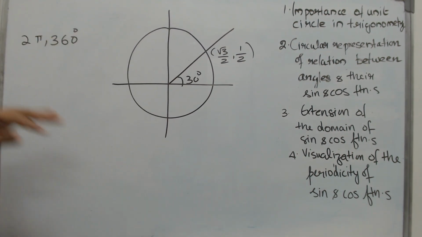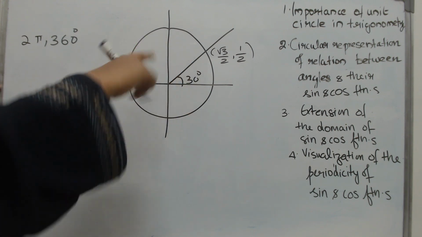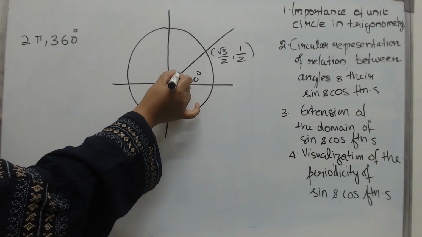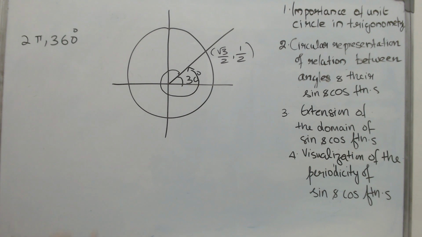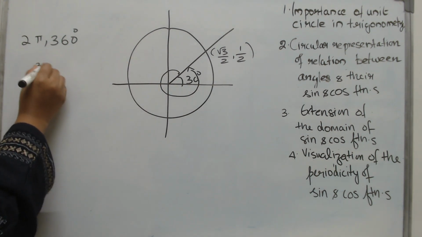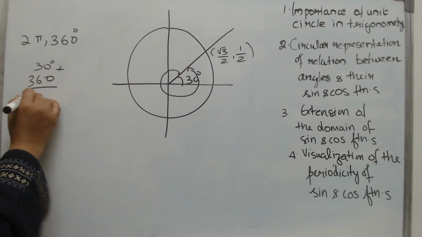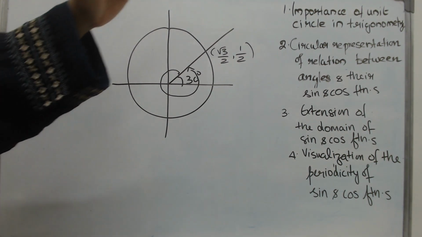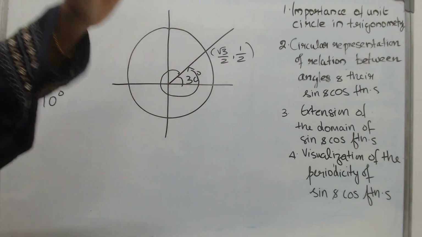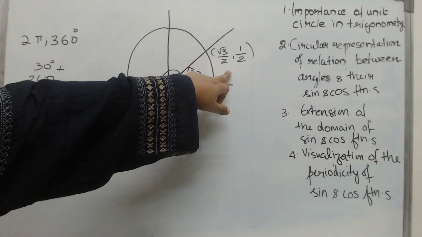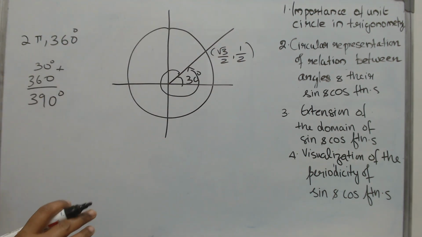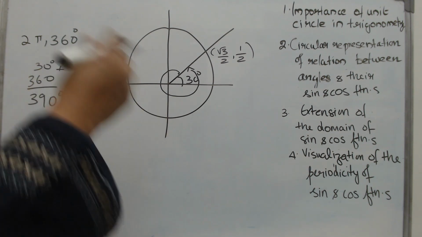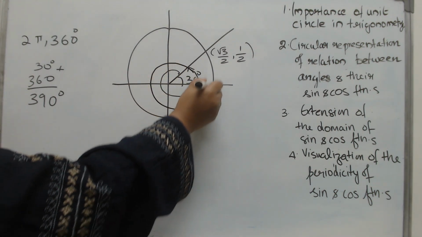Now for sine and cos, if you complete one revolution, for example, I will start with 30 and I will complete one revolution, which means what? I have started at 30, which means 30 plus 360, which means 390. Now 390 ends up at the same position, which means cos of 390 is root 3 by 2. Sine of 390 is 1 by 2. Now it is not just for one revolution. You can keep on going, 360 into 2, 360 into 3, keep on going. As many revolutions as you can make.